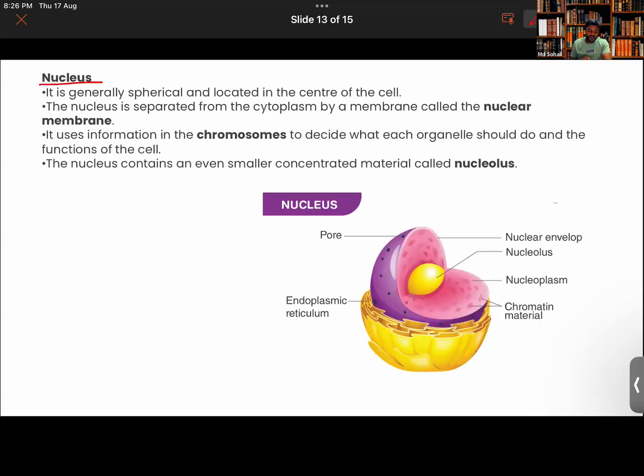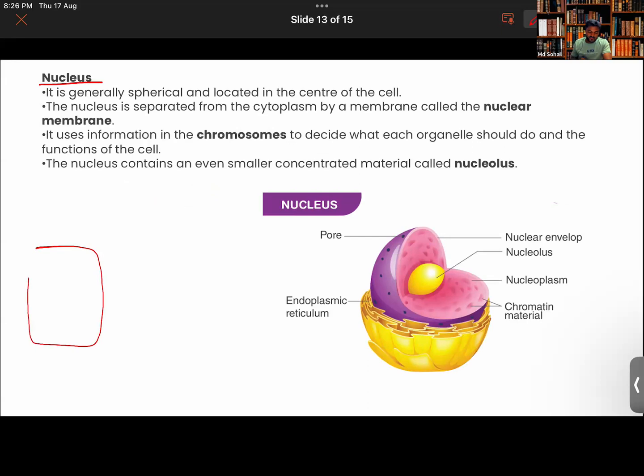Talking about the nucleus, here we are only talking about eukaryotic cells, guys. Now, talking about the nucleus, it is basically spherical and located in the center of human cells. While in plant cells, it is not at the center. It is basically on the lateral side, right now.